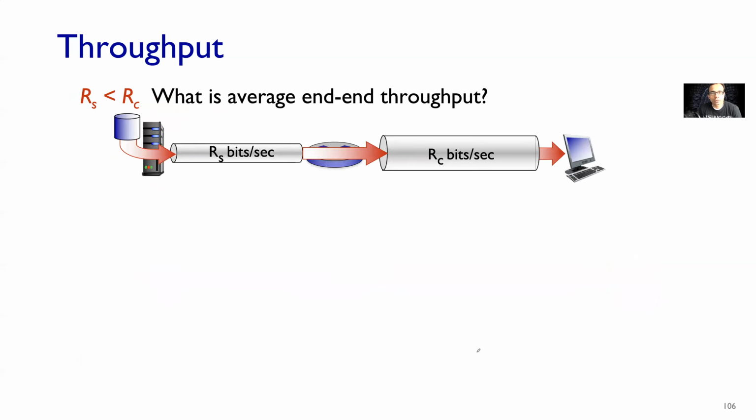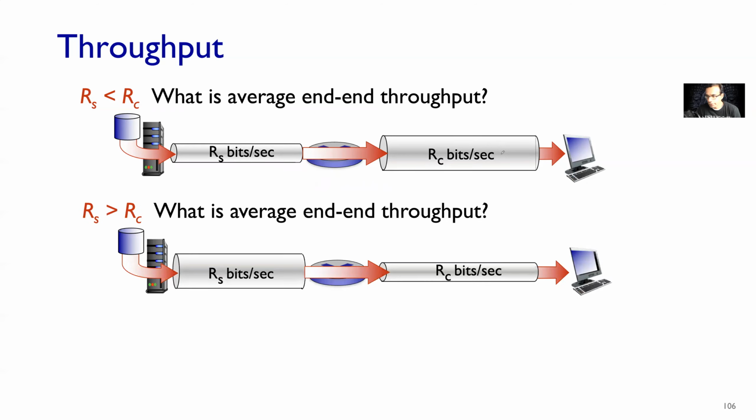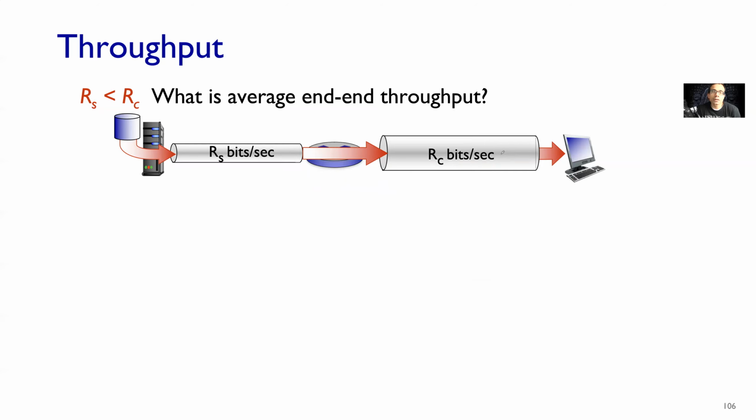So in this particular setting, there are two scenarios. One where the throughput of this link is less than that. We signify that by the thickness of the pipe effectively. So in this case, what do you think is the average end-to-end throughput? I don't have an answer here, so maybe you can type it in the Zoom chat. Assume the server is sending a very large file.